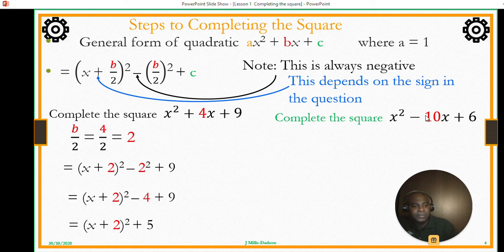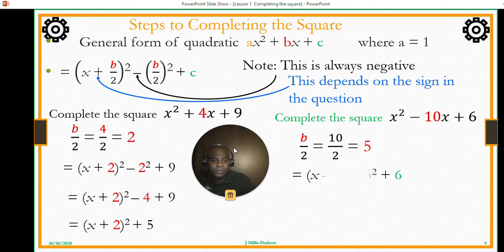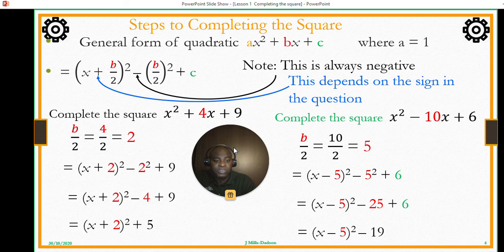Here, remember, it's a minus in the question, so our sign here should be minus throughout. B is 10, or you want to take it as negative 10. Divide by 2, you get negative 5. So you put the 5 in place of b over 2, and you're going to have x minus 5 all squared minus 5 squared plus 6. Next, let's compute what 5 squared is. Then we compute negative 25 plus 6, and that completes the square.